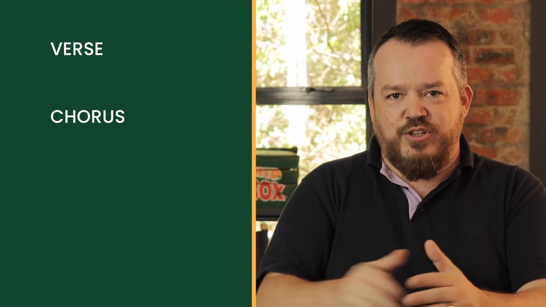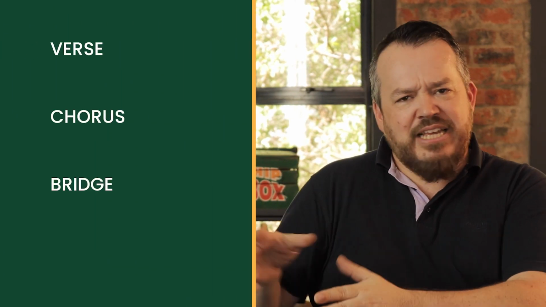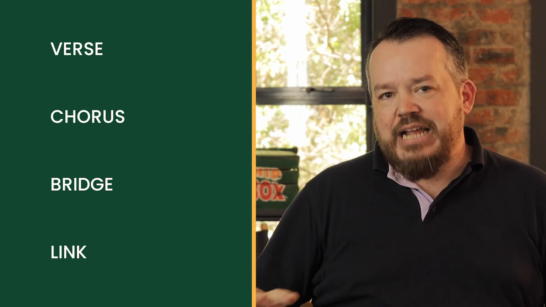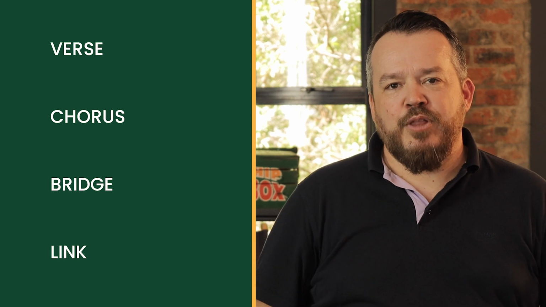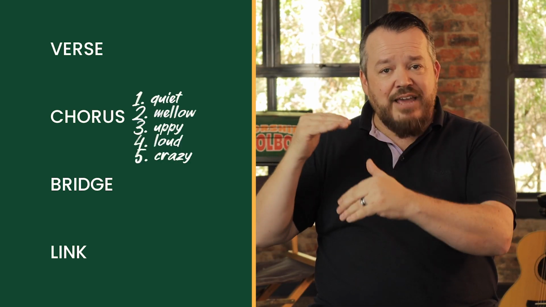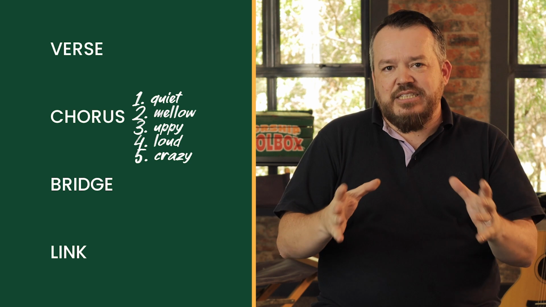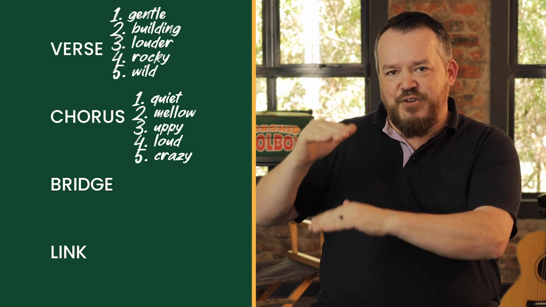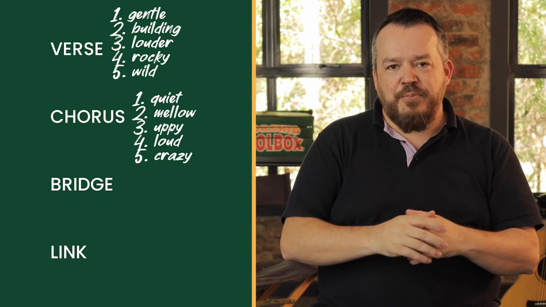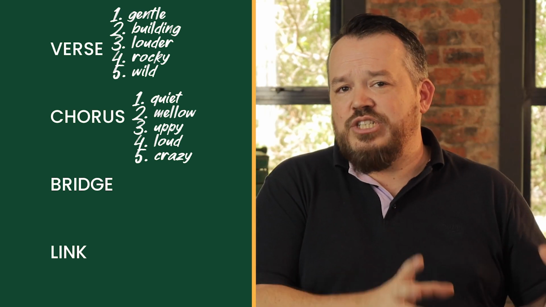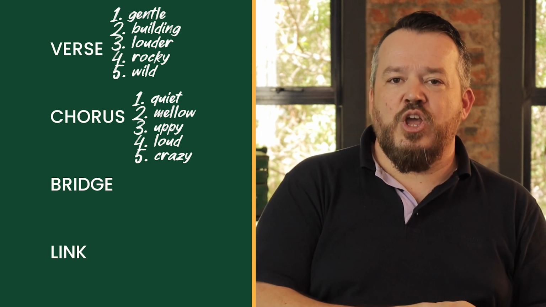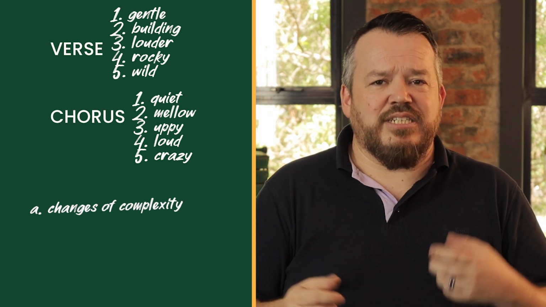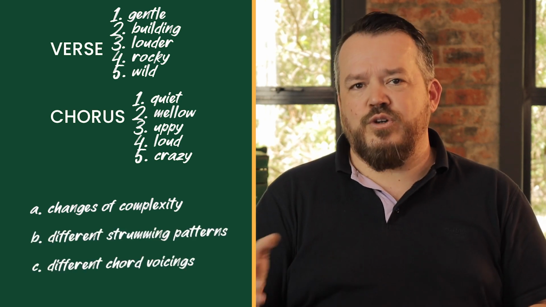a verse, a chorus, a bridge. Maybe there's an intro or linking riff. Once it's broken down, you practice each element separately. You practice the chorus with different levels of intensity. You practice the verse with different levels of intensity. And I'll speak about the 5 levels of intensity in another video. But essentially, we're not just looking at changes in volume. We're also looking at other things, like changes of complexity, different strumming patterns, different chord voicings.